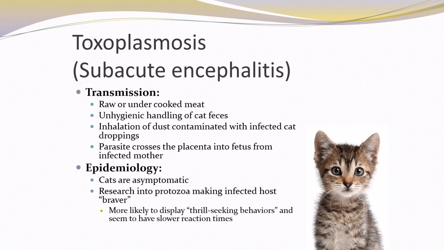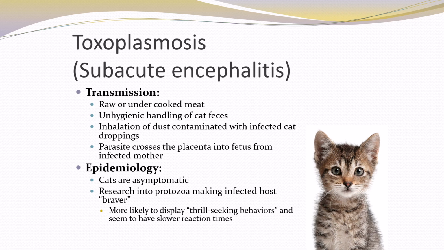Now, we did already talk a little bit about the transmission, but again, it is kind of just handling litter boxes. So if you are an individual who is immune compromised or pregnant, maybe have someone else handle the litter box for a little bit. Because that parasite can cross into the fetus from the placenta, and cause issues with the fetus, all kinds of things from a stillbirth to a miscarriage to birth defects, all kinds of things.